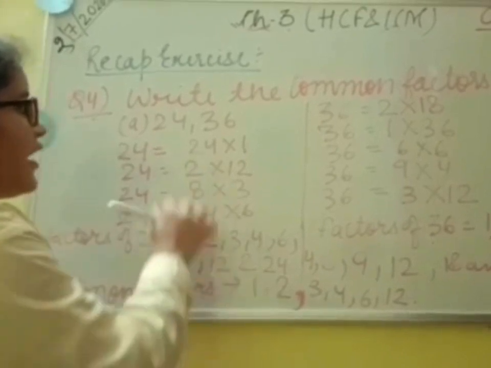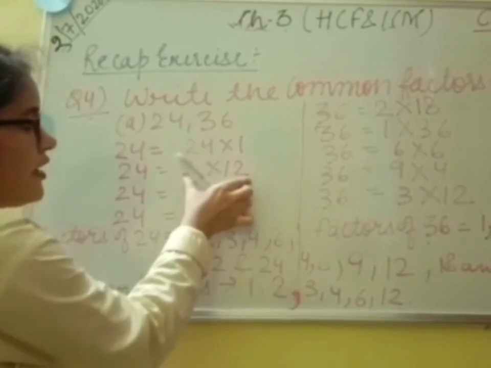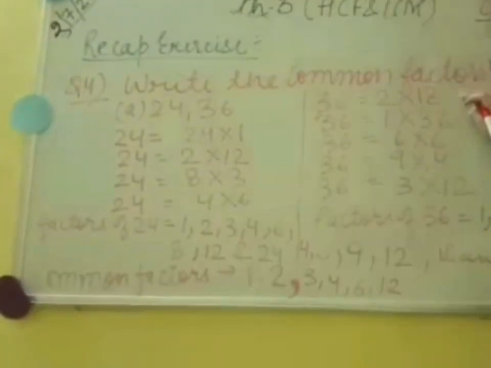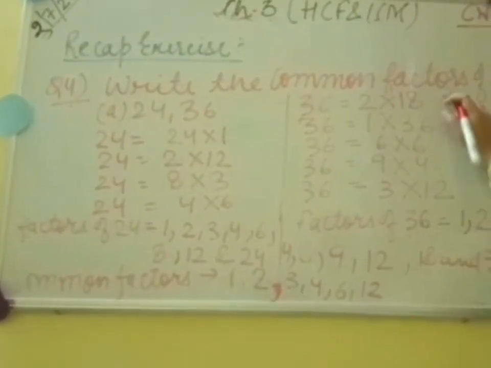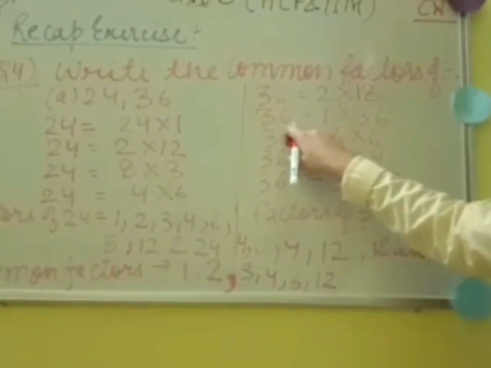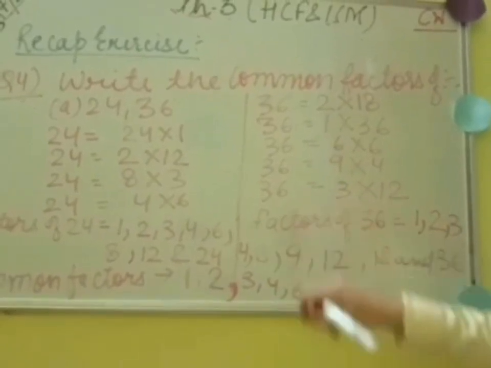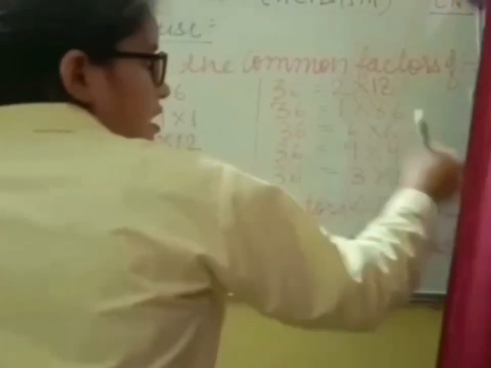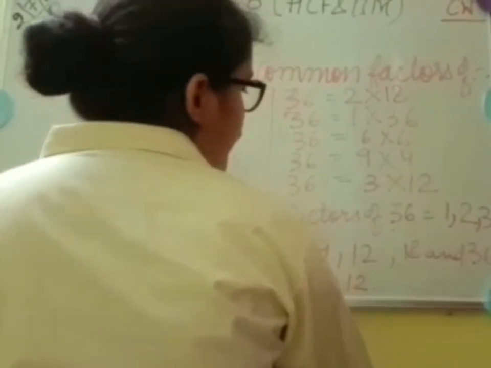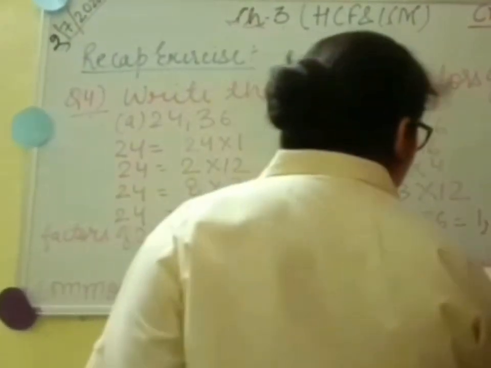So what are the factors of your 24? 1, 2, 3, 4, 6. All these numbers I have written in an increasing order for the factors. Similarly, 36. We have to find the factors of 36. Now 2 into 18 will give you 36. Similarly, 1 into 36 will give you 36. 6 6s are 36. 9 4s are 36. And 12 3s are 36. So what are the factors of 36? Now you can see that 1, 2, 3, 4, 6, 9, 12, 18 and 36 are the factors of your 36.